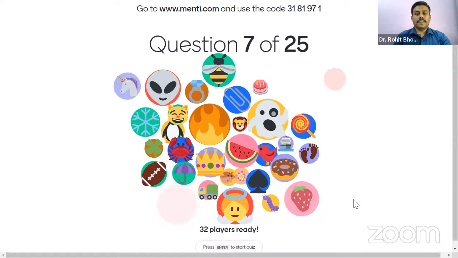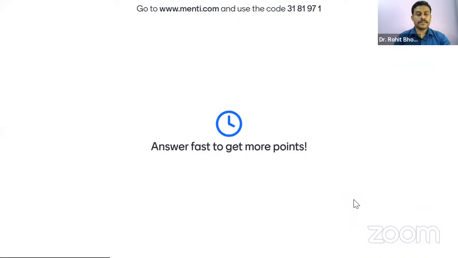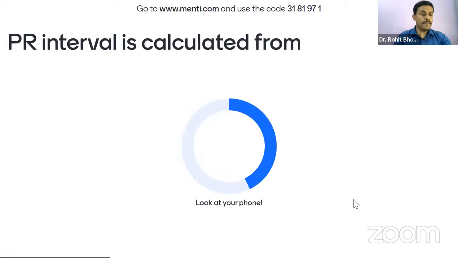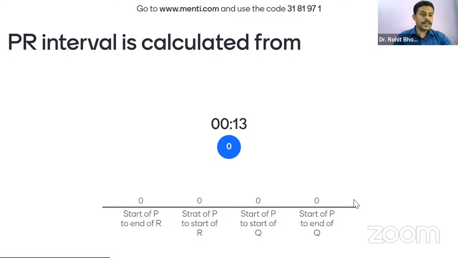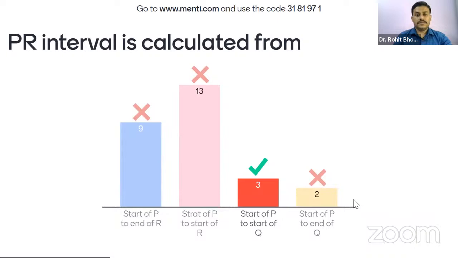Question number 7. PR interval is calculated from, best possible answer: start of P to end of R, start of P to start of R, start of P to start of Q, start of P to end of Q. Best possible answer. So majority voted.